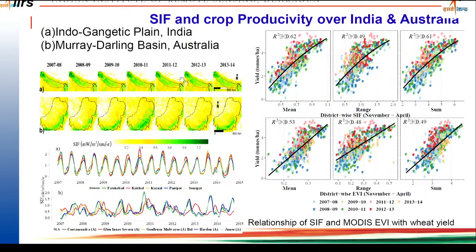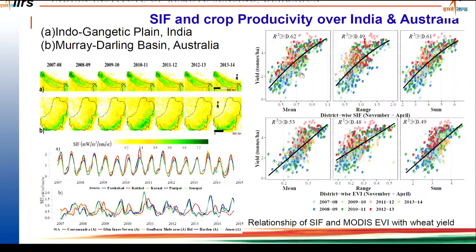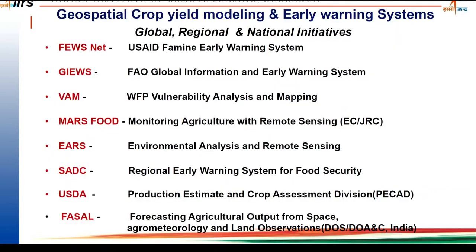It can be used for wheat crop yield estimation in Australia, the Murray-Darling, Beijing, and also the Indo-Gangetic Plain of India. You can see we could find a good relationship between sun induced fluorescence and wheat yield in India and Australia, compared to NDVI and other optical measures derived from the satellite. There are many such efforts across the world.